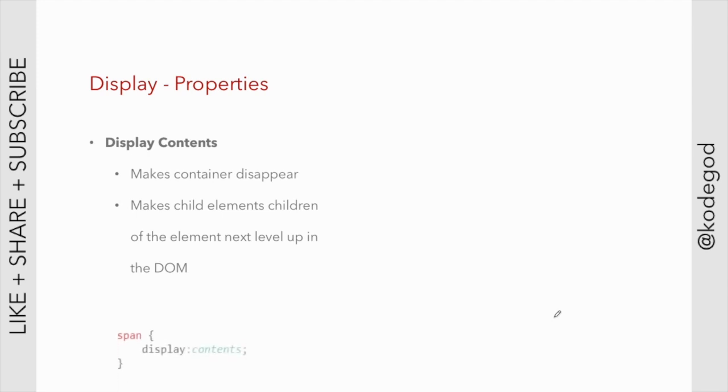And then we have display contents. The contents as a value to display property. This makes the container disappear, which makes the children elements of the element the next level up in the DOM. So what it basically does is it just hides the parent only. Okay, there could be rare chances wherein this property can be used, but it's good that you should know that it's available.